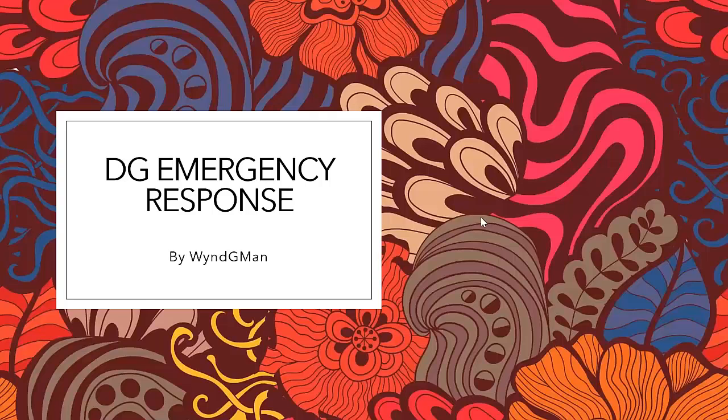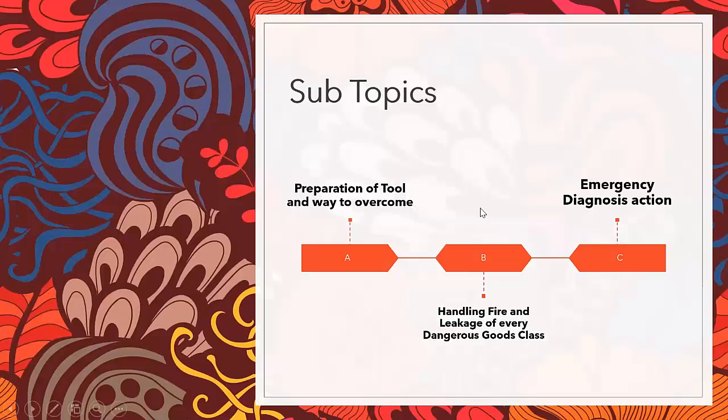Okay, DG emergency response, session 12. The subtopics today: we have around 3 subtopics. The first is preparation of tools and ways to overcome, of course, to handle the emergency. Second, handling fire and leakage of every dangerous good class. And the last one is emergency diagnosis action.